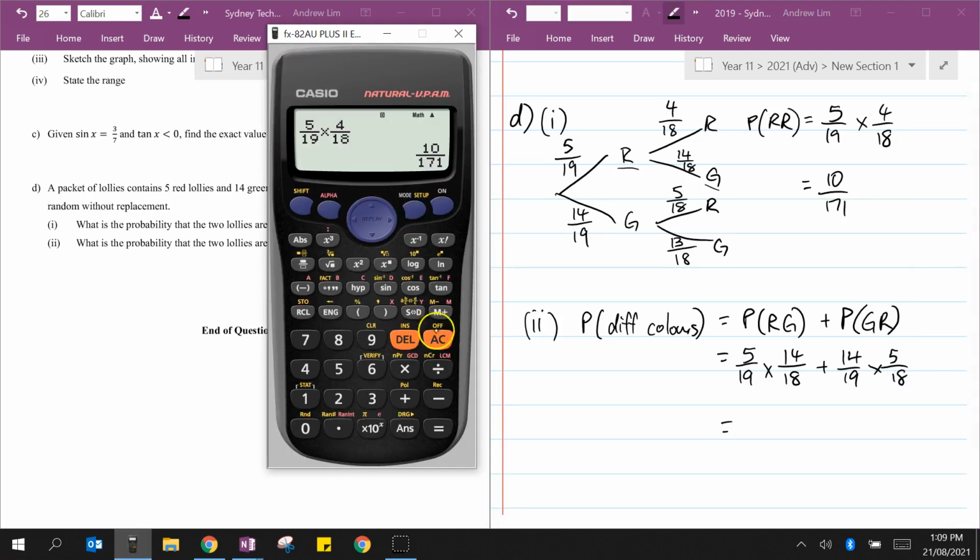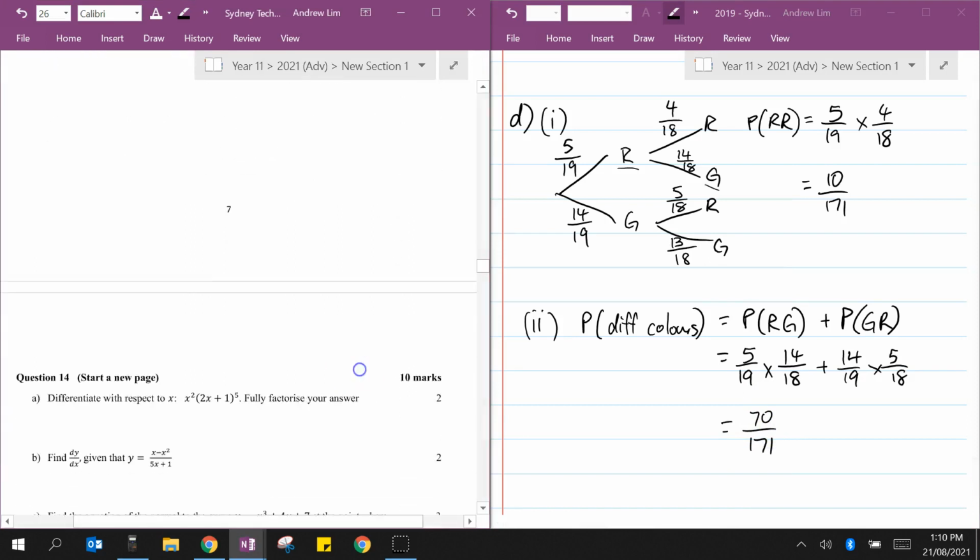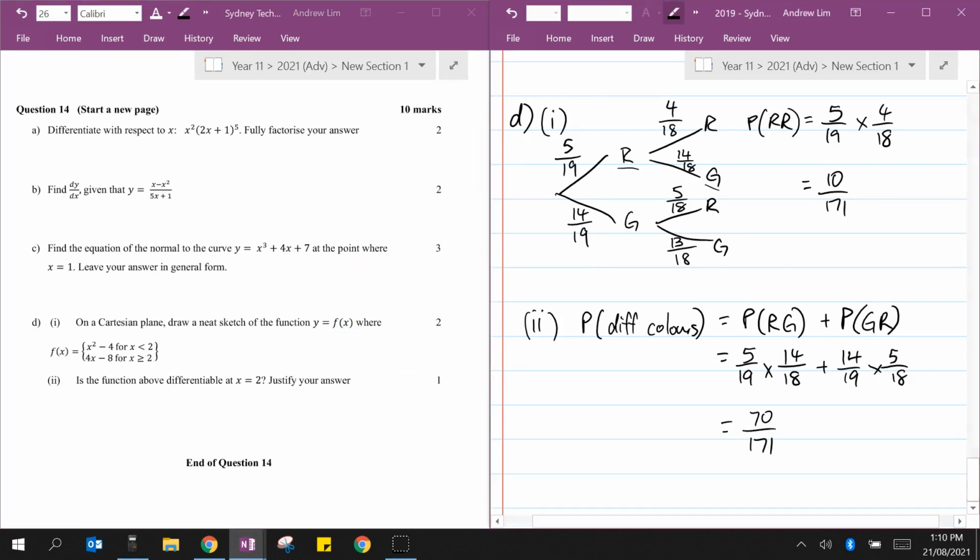So we put that in our calculator. Plus. 70 over 171. Alright, so that's the end of question 13. Let's have a look at question 14.